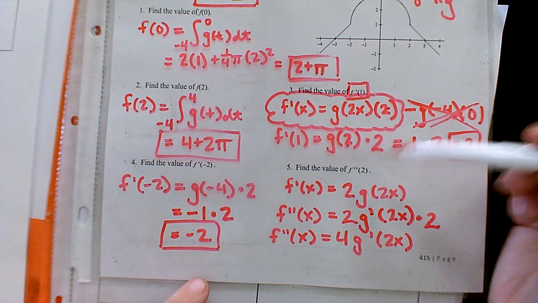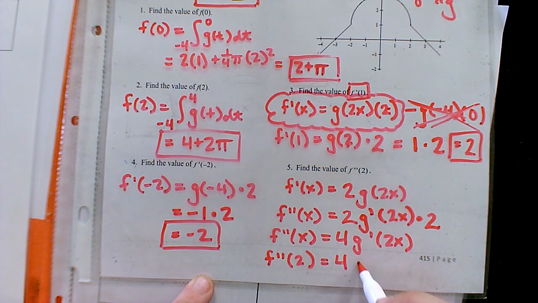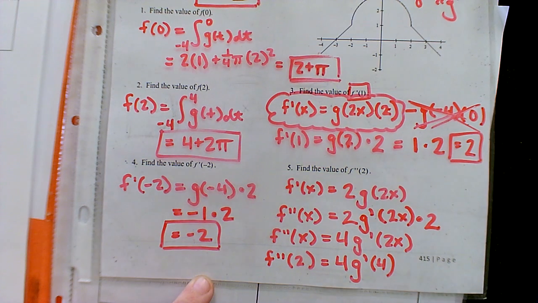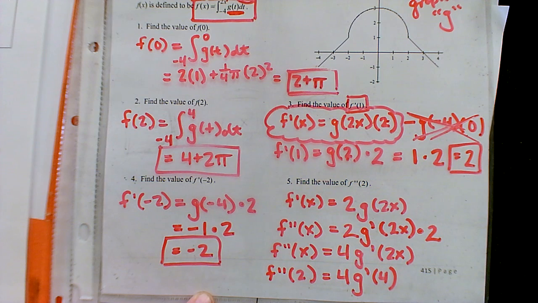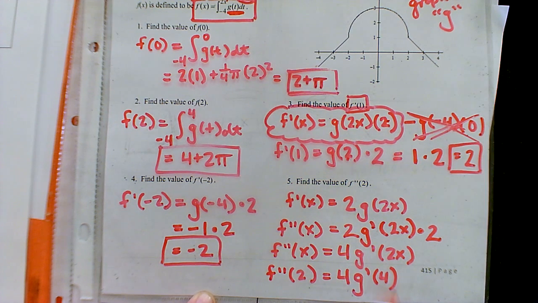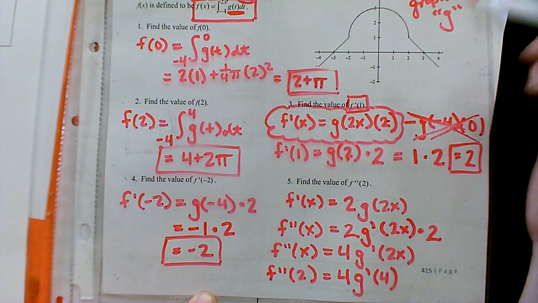So now that we have our function for the second derivative, let's go ahead and plug in 2. So I need to figure out 4 times g prime of 4. How can we use this graph of g to help us figure out this value? I heard it. Austin, you said it. We need the slope at 4.